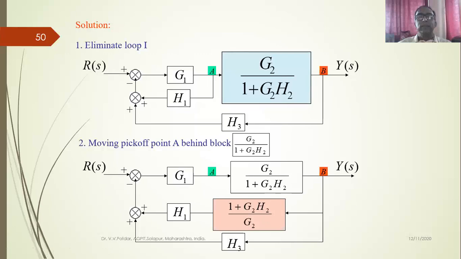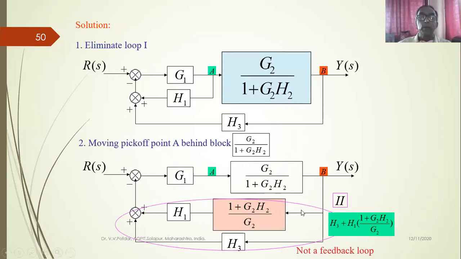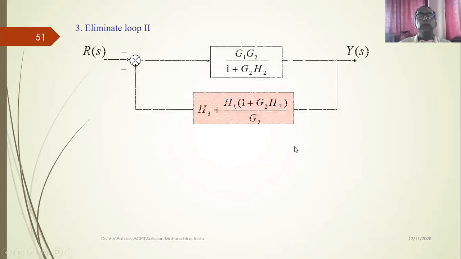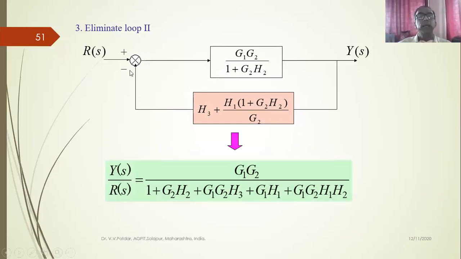Right. These are combined to get a single block. So these are parallel block elements. This is not a feedback loop. Both the arrow directions are the same. So these are parallel block elements. This can be added together to get a single block. These are added together to get a single block. And then finally, this feedback loop can be eliminated to get Y(s) by R(s).